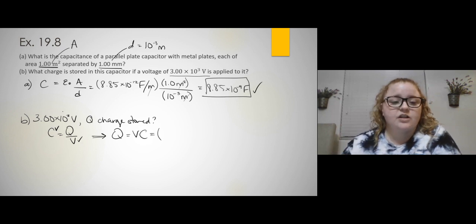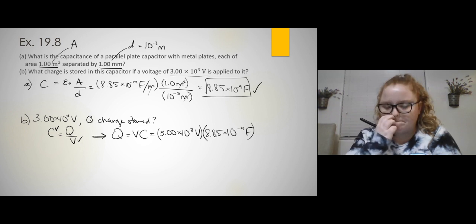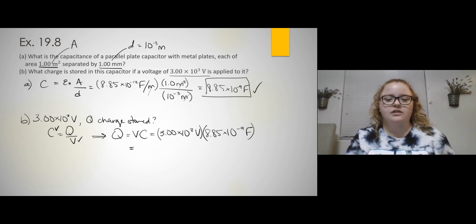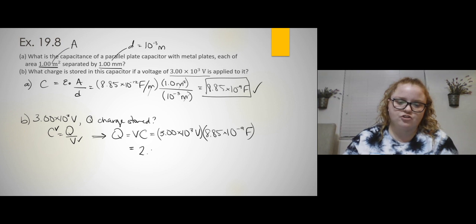Our voltage is 3.00 times 10 to the third volts. C is 8.85 times 10 to the negative ninth farads. So we'll put that into our calculator, and we get a charge of 2.66 times 10 to the negative fifth, and charge is in coulombs.